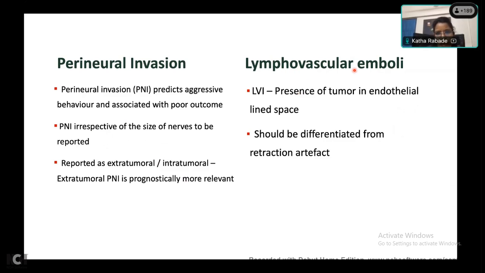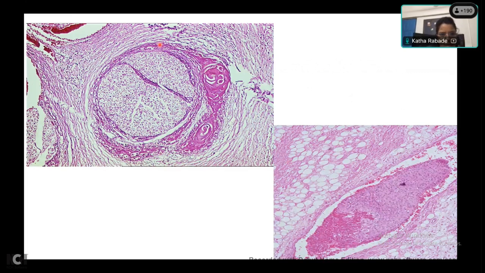Lymphovascular emboli is the presence of tumor within the endothelial lined space. It should be differentiated from a retraction artifact. So this is perineural invasion. This is a nerve and the tumor surrounding the nerve. This is a vascular space and an emboli within this vascular space. So LVI.